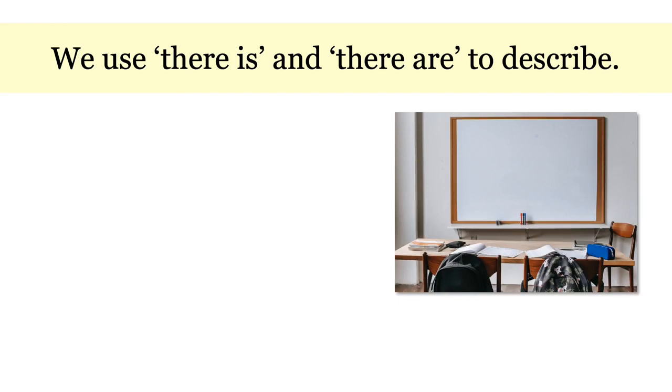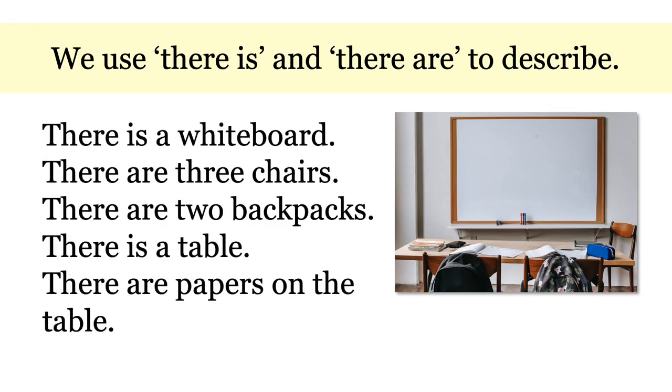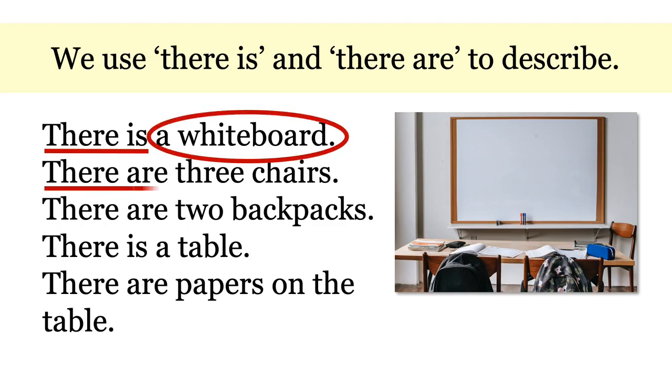Look at this classroom. What do you see? There is a whiteboard. There are 3 chairs. There are 2 backpacks. There is a table. There are papers on the table. All of these sentences describe the classroom. Notice that there is goes with a singular noun, and there are goes with a plural noun.